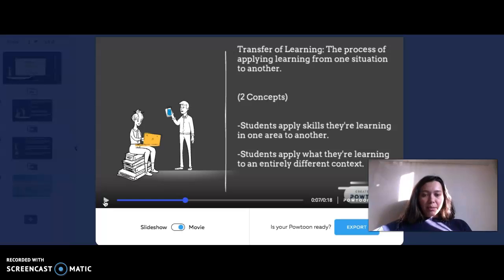And then the second concept is students apply what they're learning to an entirely different context. So for example, their knowledge of chess, the actual game, and they're applying what they've learned in that game to this new idea in a context of politics.